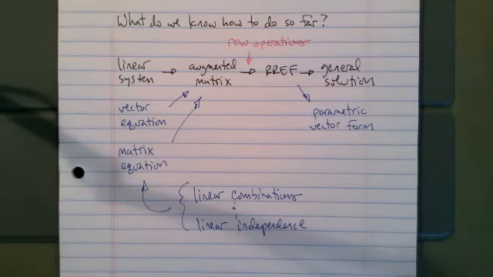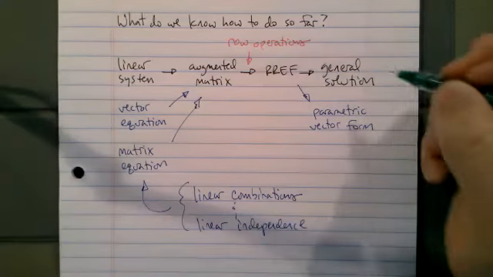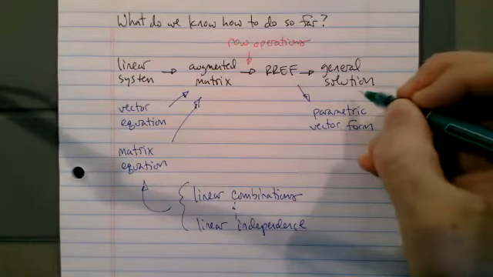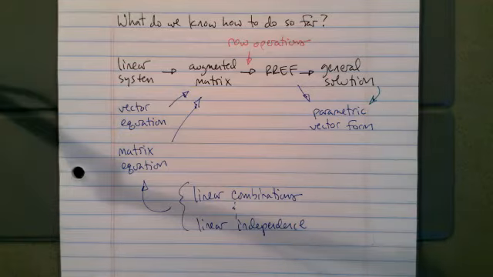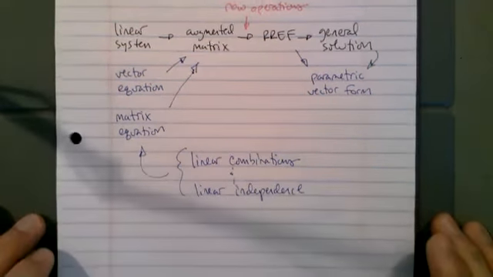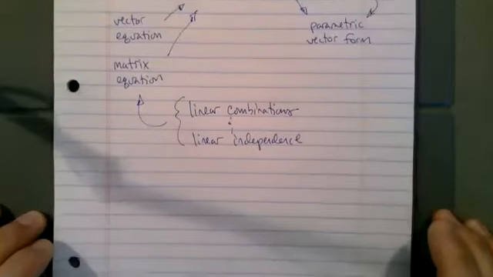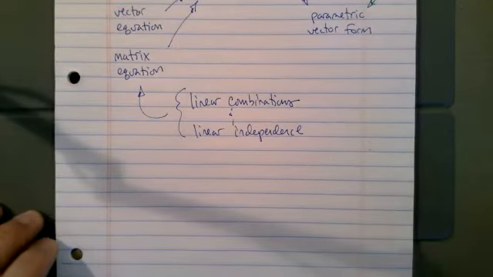So one thing I do want to go over, since we're all here now, is going from the general solution to the parametric vector form, because that's a connection that we'll need to make. We'll need to be able to go from the general solution to the parametric vector form. So let's talk about that. Let's write down the general solution to a linear system.